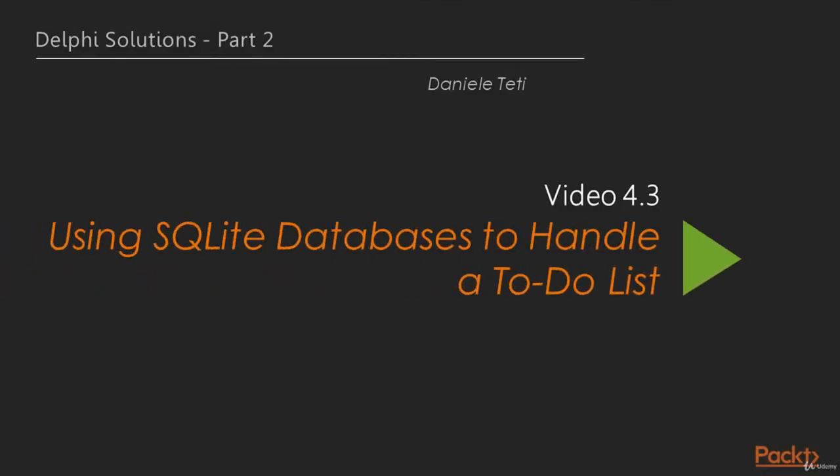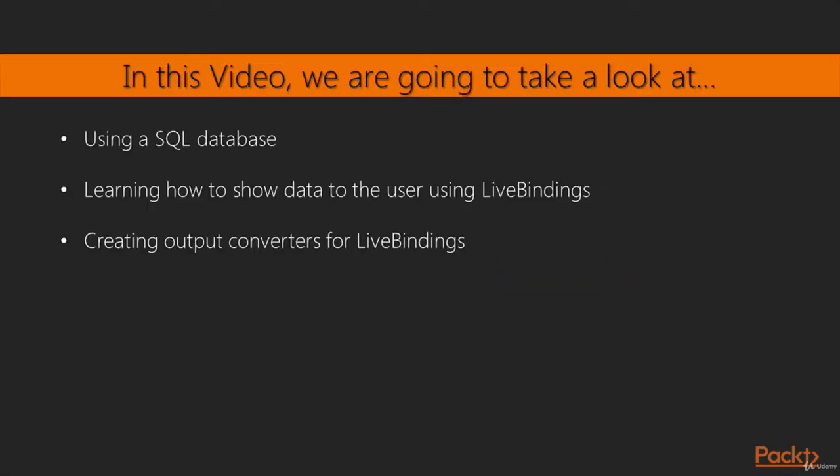Welcome to the next video of this section, using SQLite databases to handle a to-do list. In the previous video, we've learned how to use TListView to show and search local data. This video is about a to-do list. It is similar to the using TListView to show and search local data video, but in this case, we'll use a SQL database and we'll show data to the user using live bindings. Moreover, we'll see how to create output converters for live bindings.